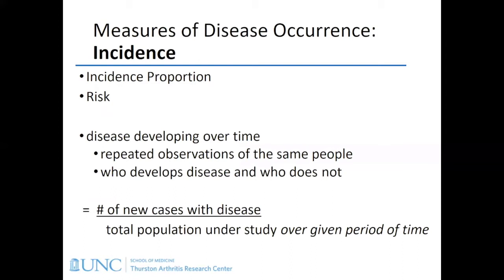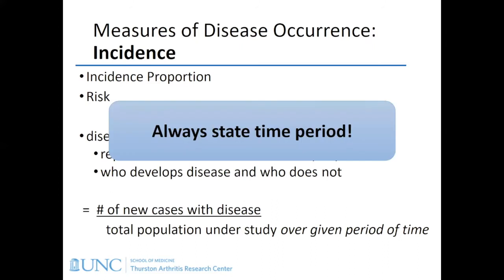Incidence is sometimes called incidence proportion or risk. And so this is calculated in a similar way to how we calculate prevalence, but the difference is we're looking at new cases of disease. So we're not counting the people that already have existing disease. And the other thing that's important here is you have to state over what period of time you're looking at. So I'll give an example here.